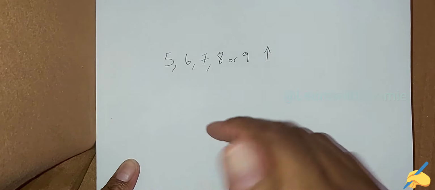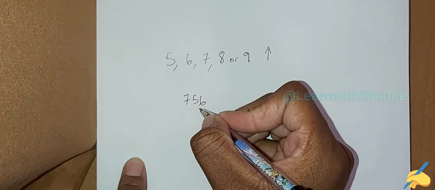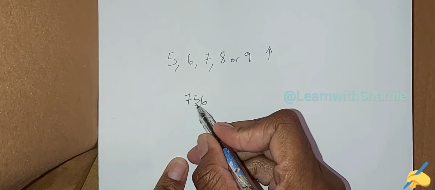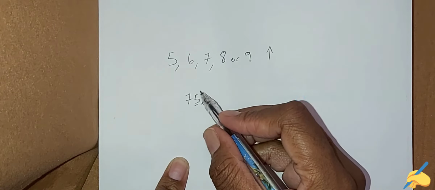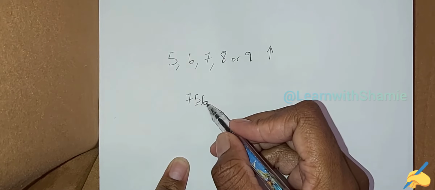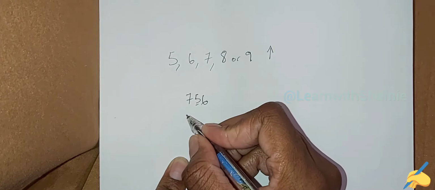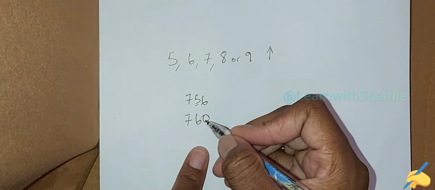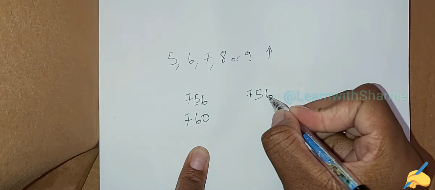For example, we have 756. If we should round this number to the nearest tens, we would be rounding the number up because the number following the number you are rounding to is 6. So the new number or new figure would be 760.